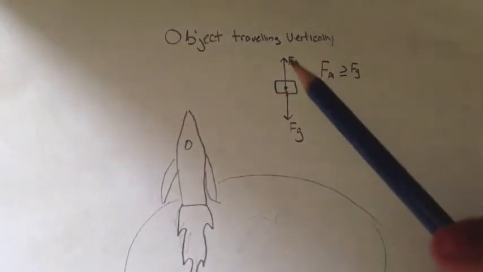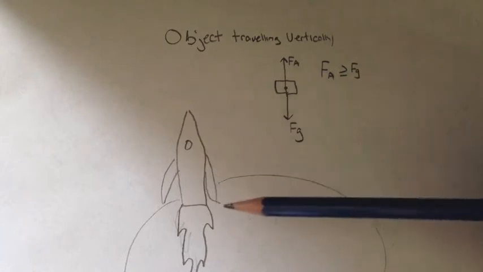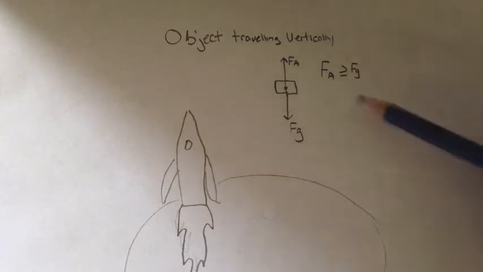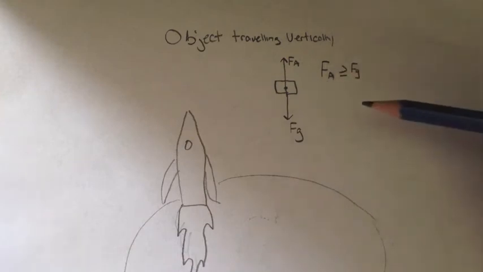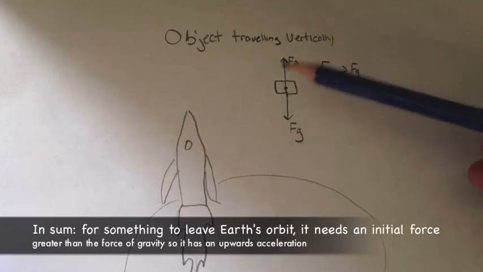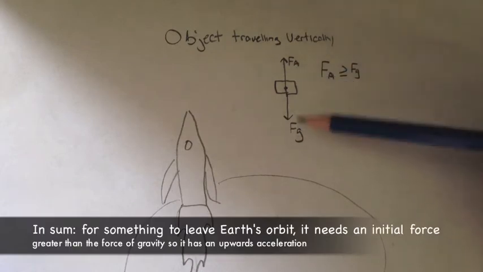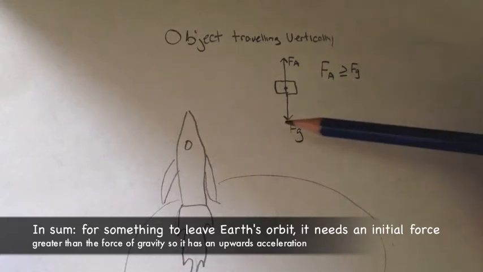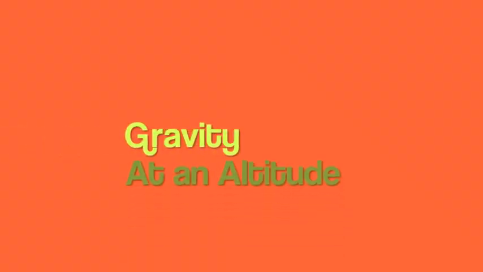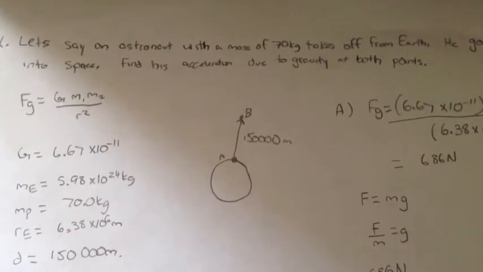We'll be talking about objects traveling vertically. So for a spaceship trying to leave Earth's orbit, it will need a stronger acceleration upwards than it will downwards, or at least it will have to equal that to be able to overcome the force of gravity. So it will have to have a force applied more than the force of gravity or equal to. Otherwise it will come crashing back down to Earth. Gravity changes depending on the altitude you are towards or from the center of the Earth.